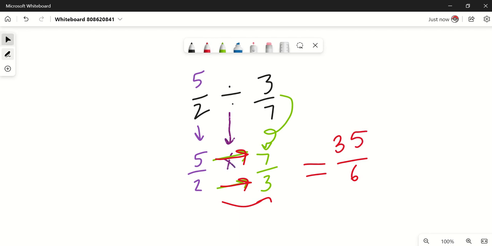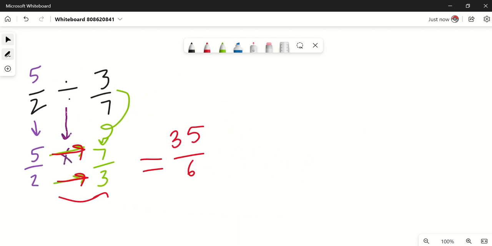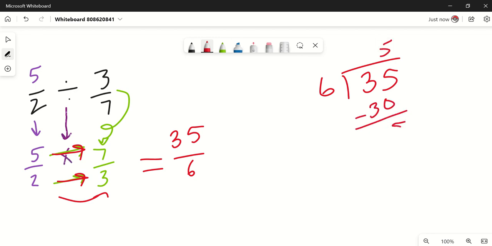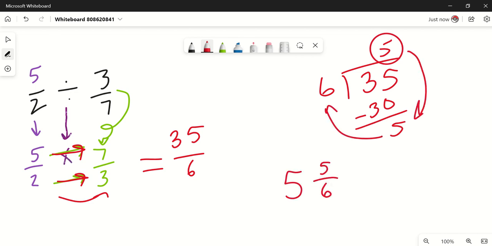Improper fraction. Gonna go ahead and move the screen. 35 divided by 6. I know that 6 times 6 is 36, so it's not going to be 6, it's going to be 5, which will be 30. When I subtract, I'll have 5 left over. My answer will be 5 and 5/6. And 5/6 is simplified already.